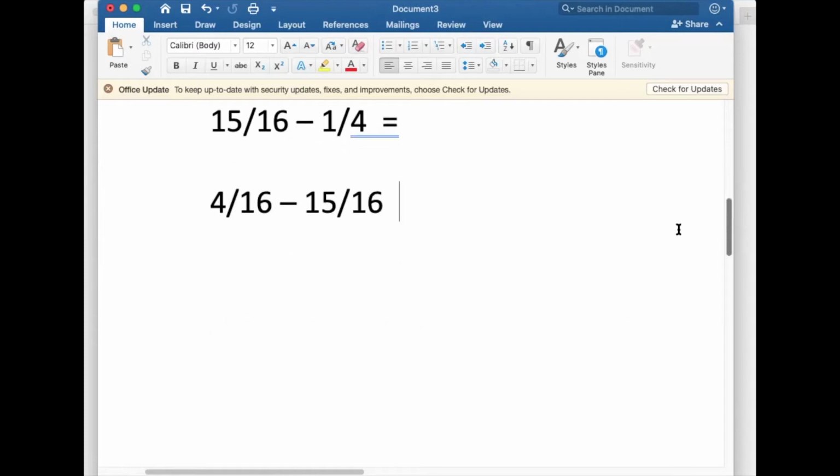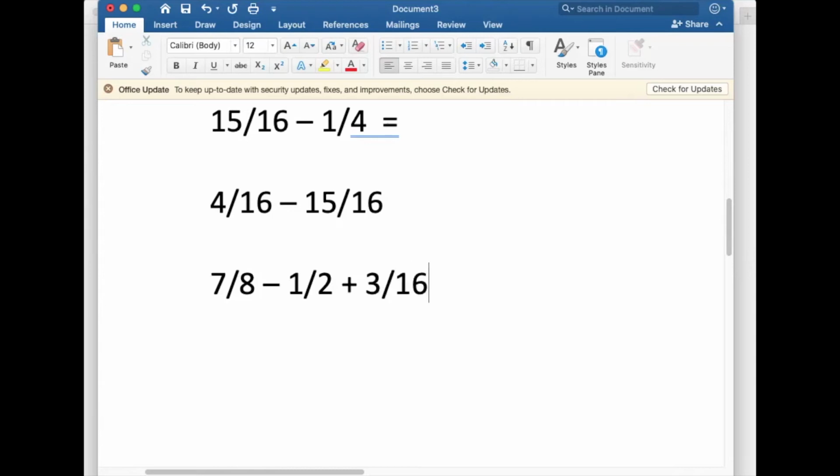Okay, let's look at another one. We're going to do a mixed problem here. So let's do 7/8 minus 3. No, we better make that bigger. Minus a half plus 5/16.